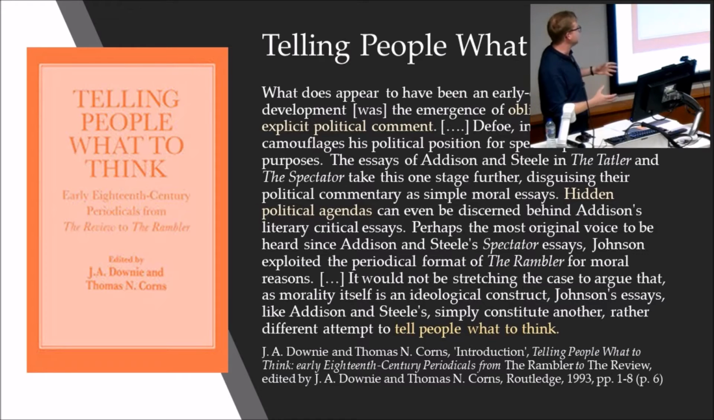As explained in this fantastic book, really informative for me, Telling People What to Think: Early 18th Century Periodicals from the Review to the Rambler. And as J.A. Downie and Thomas N. Corns talk about, you do begin to get hidden political agendas in these periodicals. This is where that Whiggish propaganda comes from. You get the emergence of oblique rather than explicit political comment.